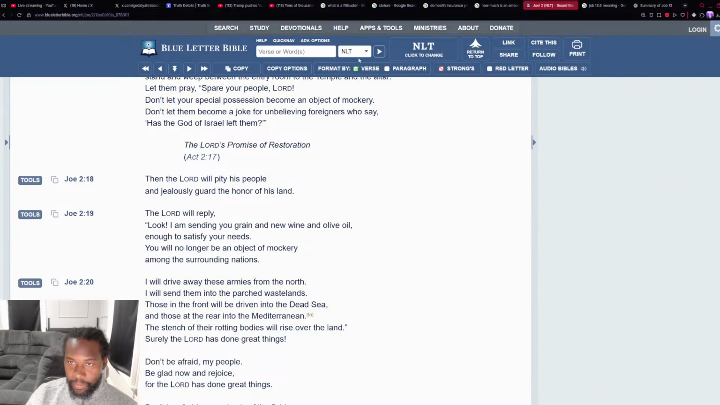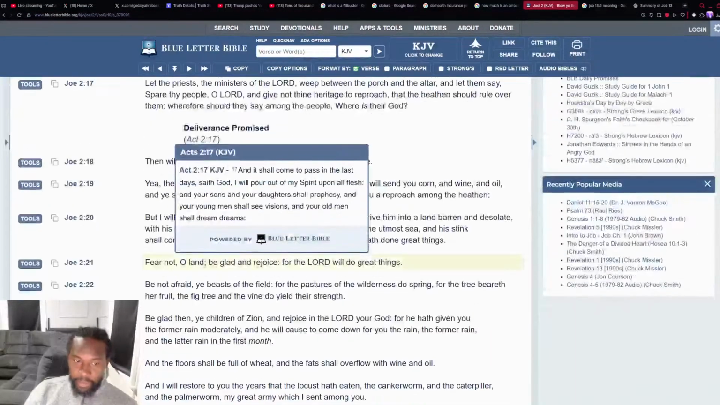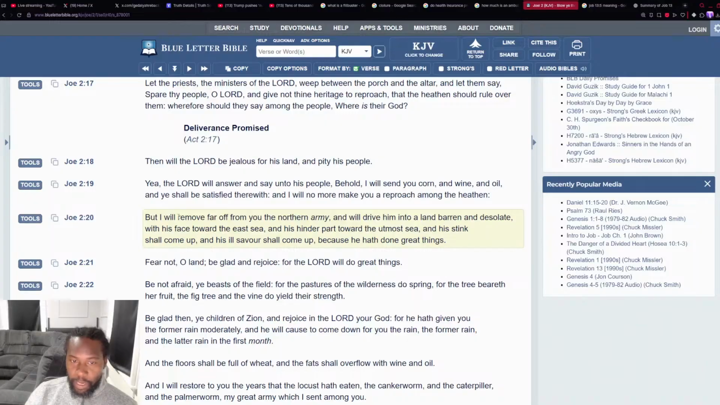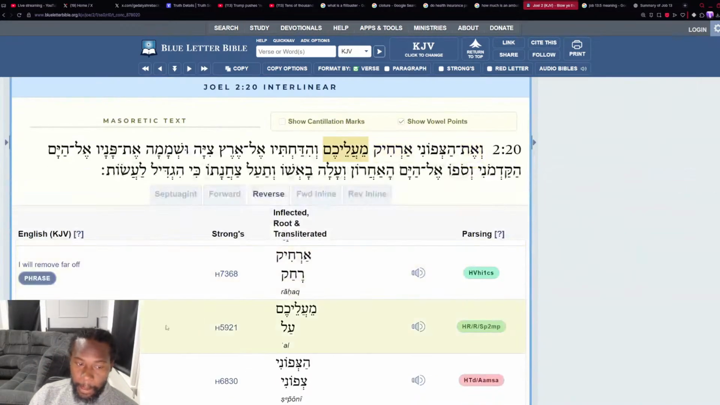No. They're going off on the NLT. That's why I just read it out of the KJV. Joel 2:20, but I will remove far from you the northern army, which is the American army. Okay, and it also is talking about a draft, man. You're gonna be removed. Let's look at this word, remove.